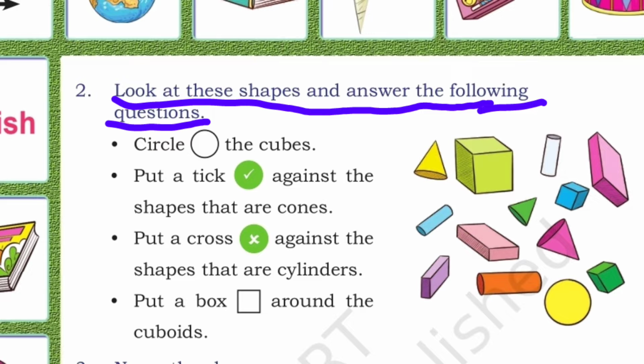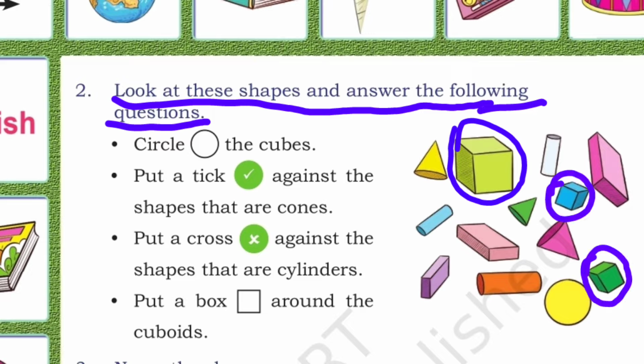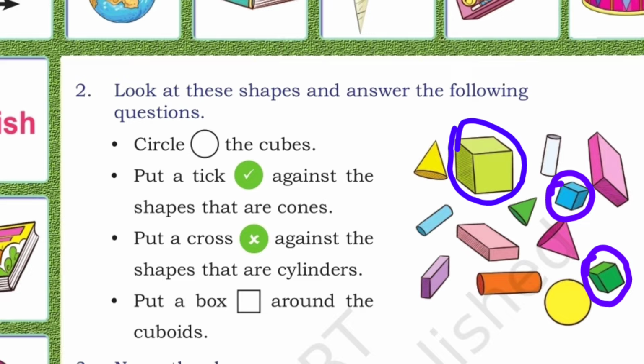Circle the cubes. So we have to circle the cubes. Look at these images of the shapes. Can we circle the cubes? So we have one cube here, 1, 2, 3. So there are 3 cubes. Put a tick against the shapes that are cones. So which shapes are cones? We have a yellow cone, a green cone and a pink cone. So we can put a tick.